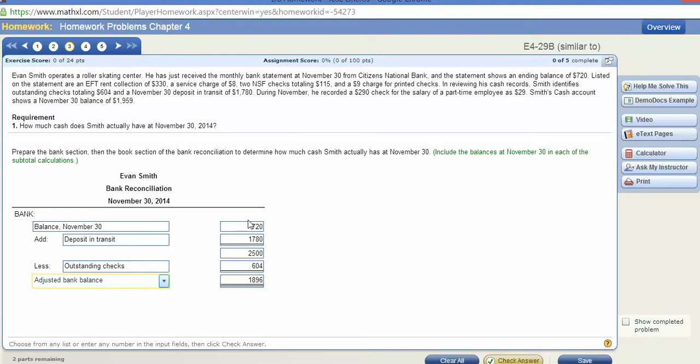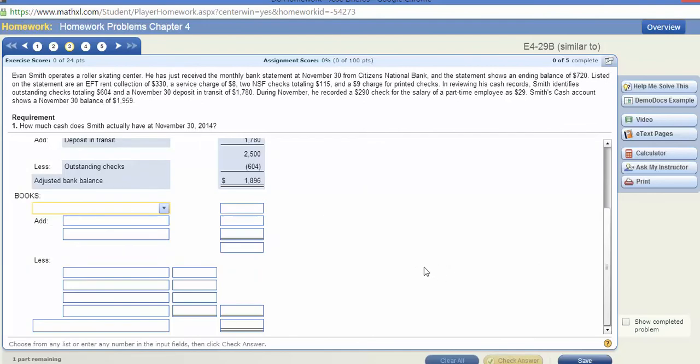The bank statement couldn't possibly know that you've got some deposits in transit that you put in the mail on November 30th or put in the box on November 30th, whatever you happen to do. They're not in there. In transit means the bank hasn't gotten them yet. And outstanding checks are always checks that have been written and that have not cleared the bank yet. Who knows? Maybe they fell behind a desk. Maybe the person's sitting on them. But eventually they'll make that 720 go down. So this is how you handle the bank rec side of this.